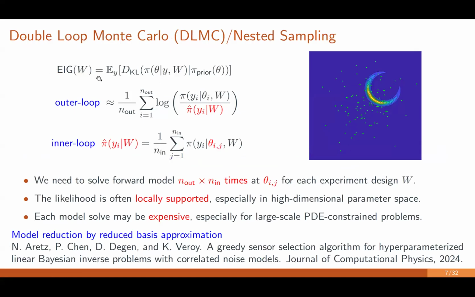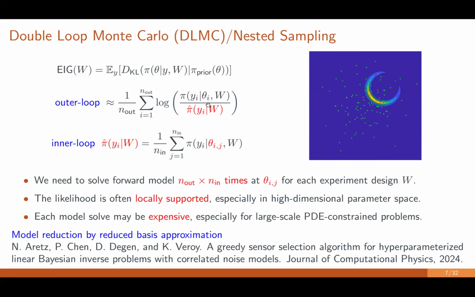So let's say for the expected information gain, a sample average approximation or nested sampling approximation, where you have the Kullback-Leibler divergence and you take expectation with respect to data Y, it can be approximated by this double loop approximation. So in the outer loop, you draw samples from your data, right? These samples follow your model evidence or the marginal likelihood for your data.